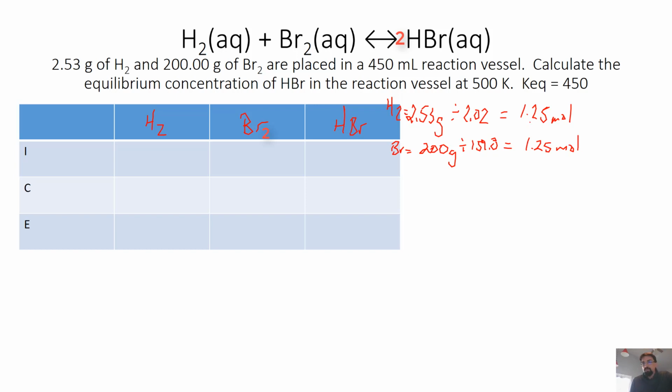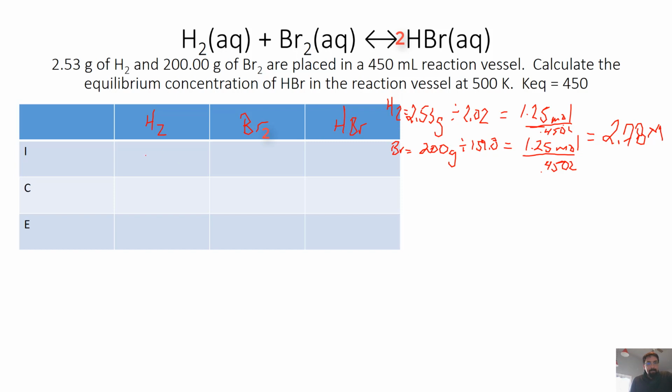We're placing these 1.25 moles in a 0.450 liter reaction vessel. So I'm going to divide by 0.450 liters on both of these problems. And you can see that they're the same problem. So essentially both molarities wind up being 2.78 molar, regardless of the fact that we started with different masses.